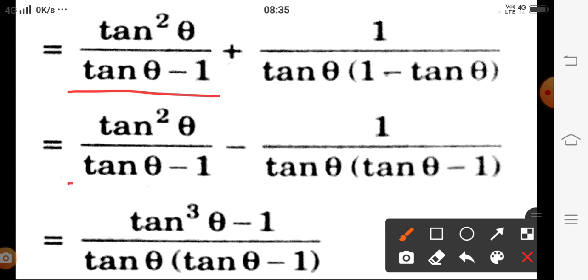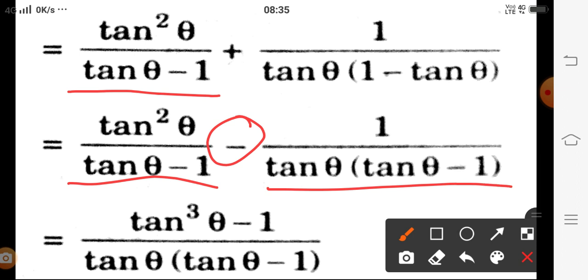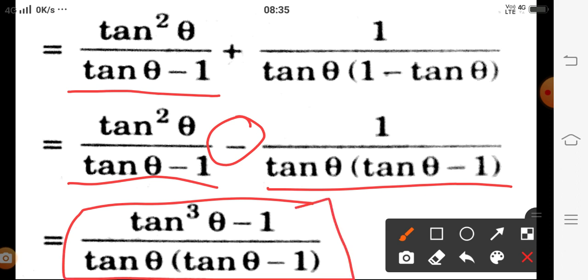Further, if you are solving this, if you are taking the minus sign common here, then this becomes negative. And if you are now taking the LCM, then you are getting tan cube theta minus 1 in the numerator, and the LCM we are getting as tan theta into tan theta minus 1.